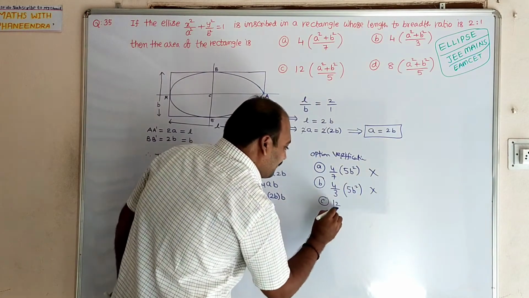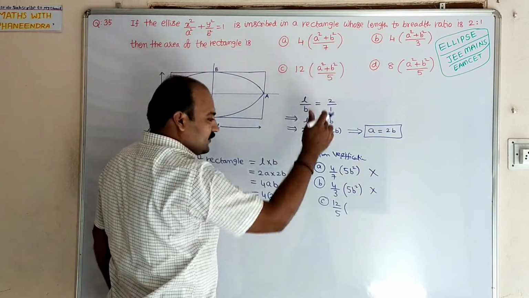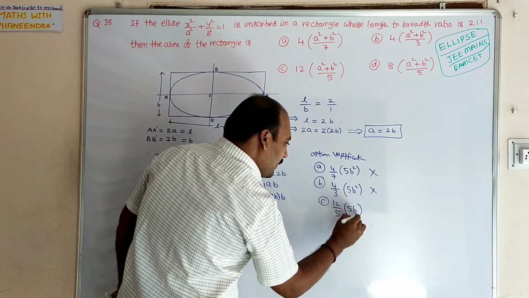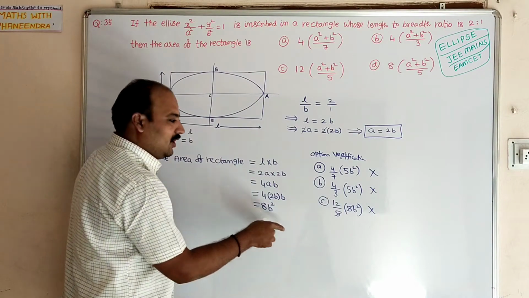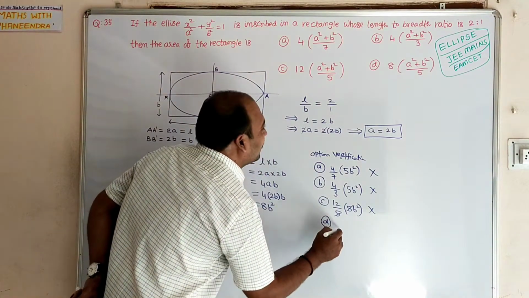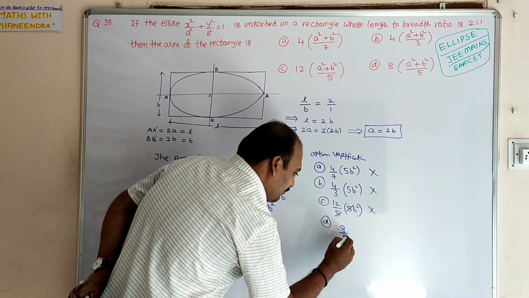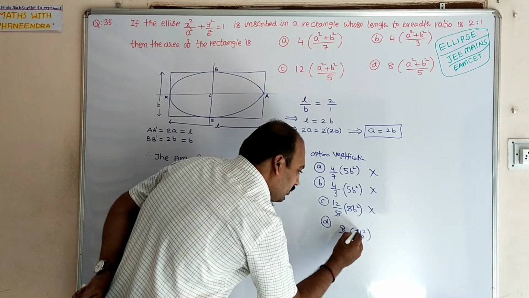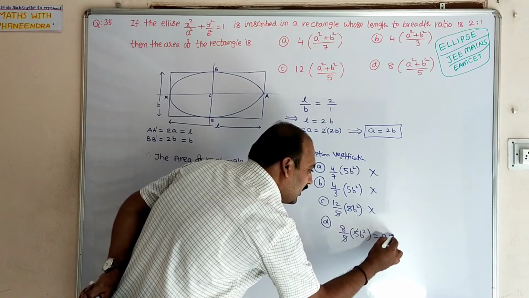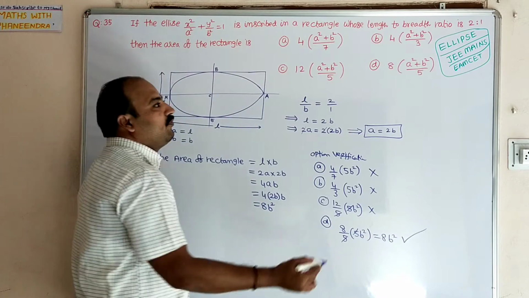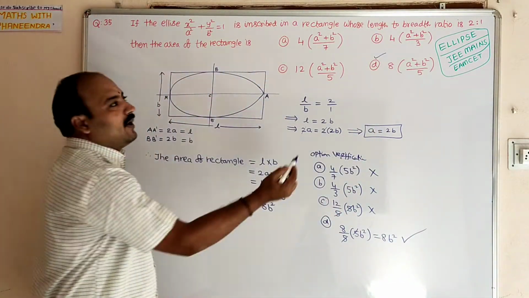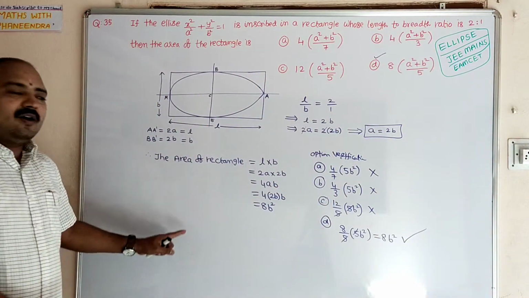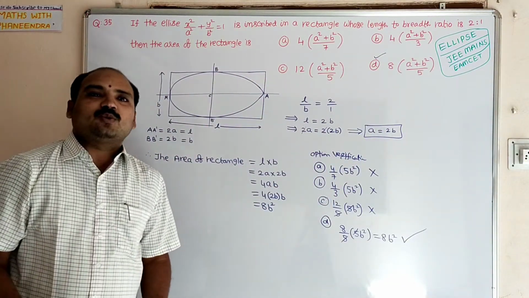12 by 5. A square plus B square means 5B square. Even this is also 5 get cancelled, 12B square. That is also not equal. So obviously D option is going to get it. 8 by 5 into 5B square. 5 get cancelled, 8B square, which is the right option. So fourth option is the right option. This is the way you have to do that, by using the condition and get the answer. We will move to the next question now.